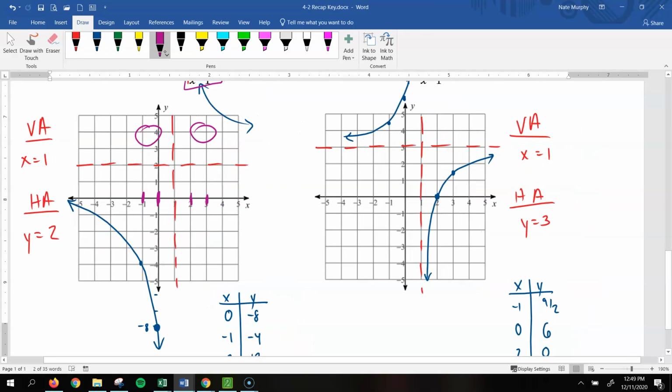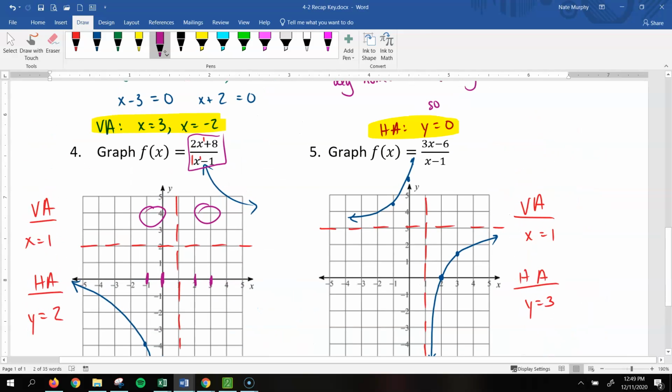All right, let's look at the other one. For the denominator, we just have x minus 1, so we'd set that equal to 0. Again, we'd have a vertical asymptote at x equals 1. And then for our horizontal asymptote, notice again, the degrees are the same. They both have a degree of 1. So the horizontal asymptote would be y equals 3 over 1, which is just 3. So we'd have a horizontal line going through where y is 3.